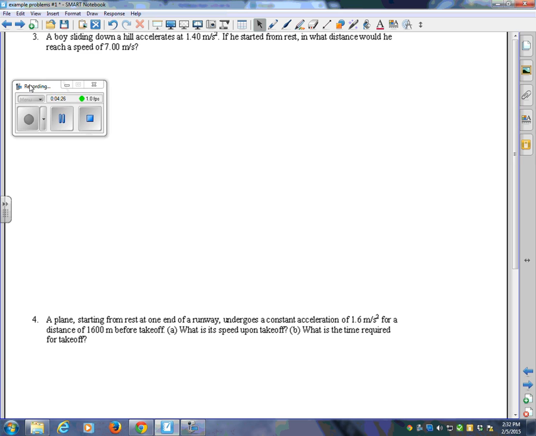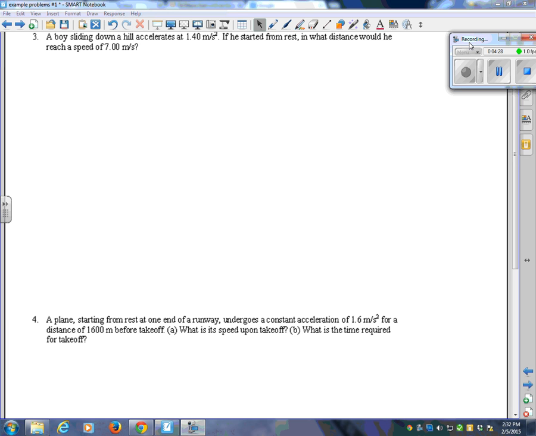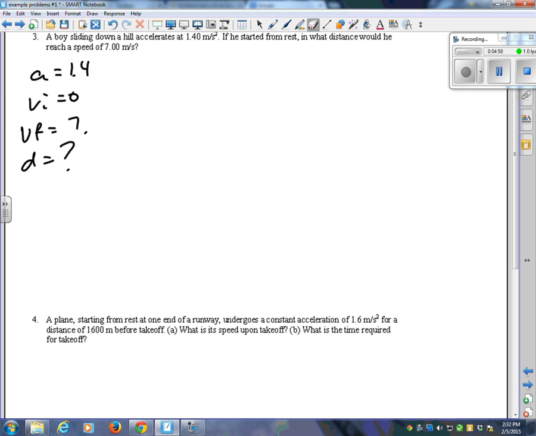Okay, let's look at this one here. A boy sliding down a hill accelerates at 1.4. If he started from rest, on what distance would he reach a speed of 7 meters per second? So I'm asking for a distance again, but I'm not giving you the time. This time I'm giving you the final velocity. So what do we know? Acceleration 1.4. He started from rest, so the initial velocity is 0. VF equals 7, and we are looking for displacement.